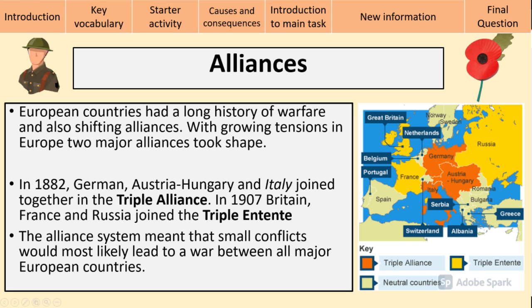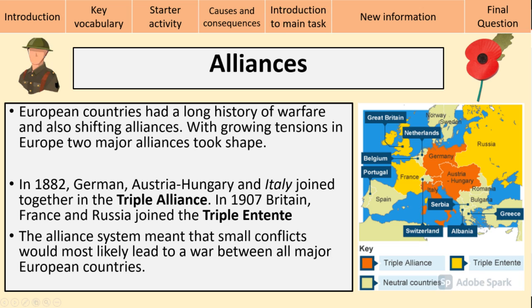Alliances. European countries had a long history of warfare and also shifting alliances. With growing tensions in Europe, two major alliances took shape. In 1882, Germany, Austria-Hungary and Italy joined together in the Triple Alliance. In 1907, Britain, France and Russia joined the Triple Entente. The alliance system meant that small conflicts would most likely lead to war between all major European countries.